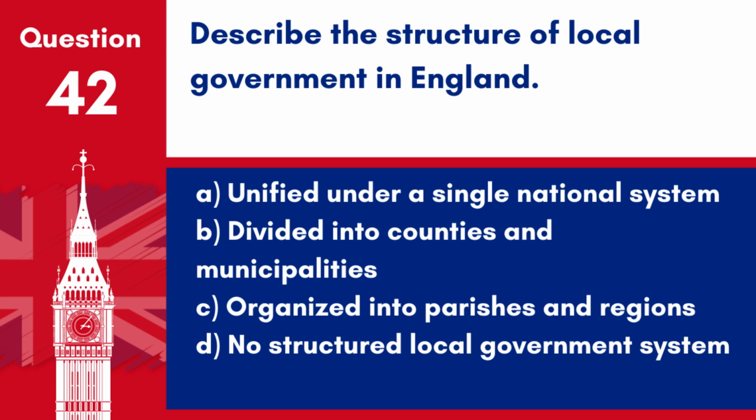Question 42. Describe the structure of local government in England. A. Unified under a single national system. B. Divided into counties and municipalities. C. Organised into parishes and regions. D. No structured local government system.